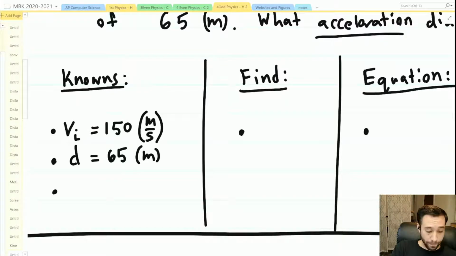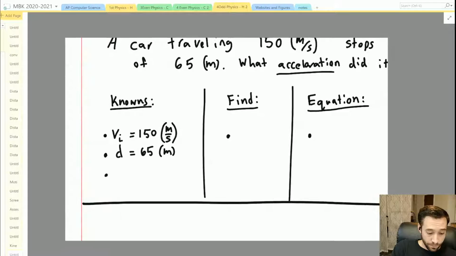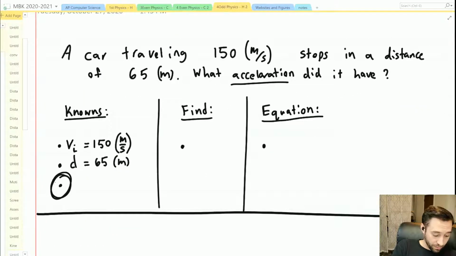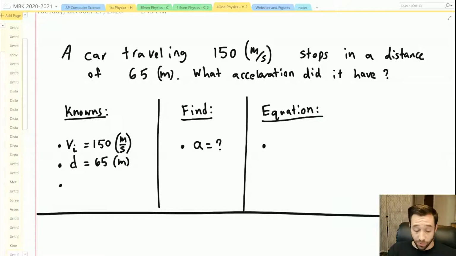Okay. So you'll notice that I have another dot here, and I'll get to that in a second. So it's then asking, what is the acceleration? So then that's when I come down here, and I'm like, what is my acceleration? And that has to be in meters per second squared, because that's the proper unit for acceleration.